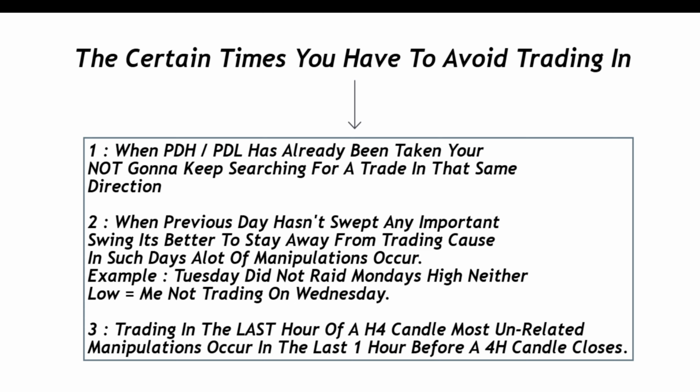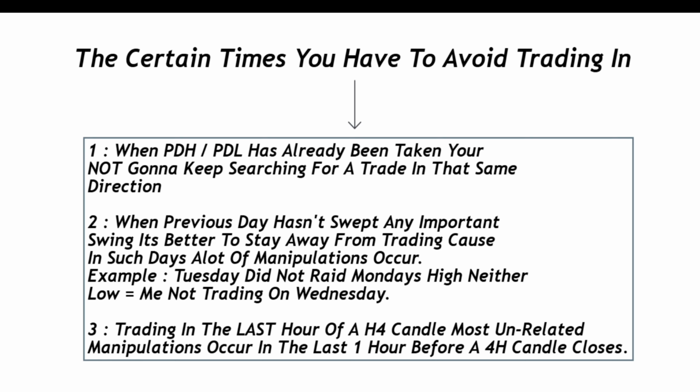The third one is finally going to be trading in the last hour of a 4-hour candle. Most unrelated manipulations occur in the last 1 hour before a 4-hour candle closes. So a 4-hour candle takes 4 hours to close. I am interested in trading in the first 3 hours if I see a good opportunity. But if we're in the last hour, even if I see a good setup, I'm not going to enter till the next 4-hour candle has formed, because the last hour of a 4-hour candle has a lot of unrelated manipulations.